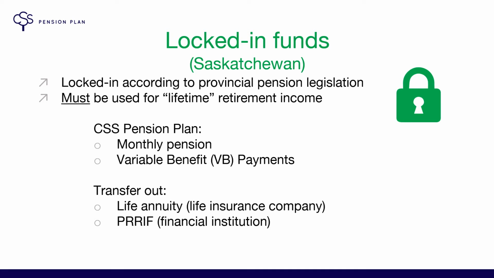If you wish, you can transfer your pension funds out of the plan and receive an annuity from an insurance company, or a prescribed RIF or PRIF from a financial institution. We will explain the above options in more detail a little later.